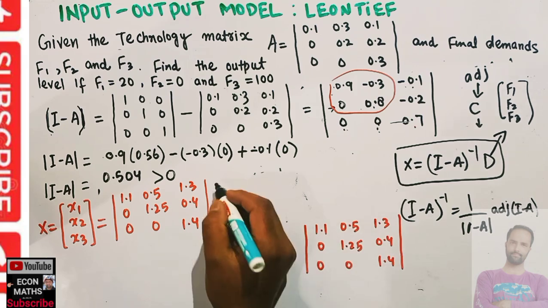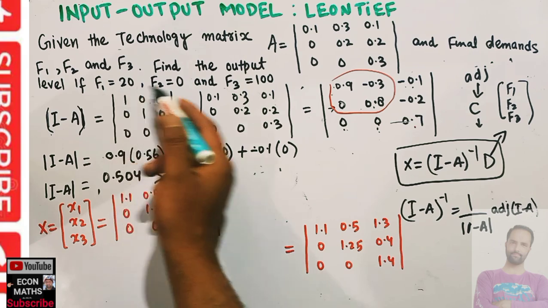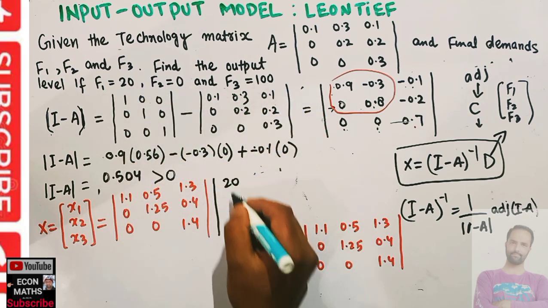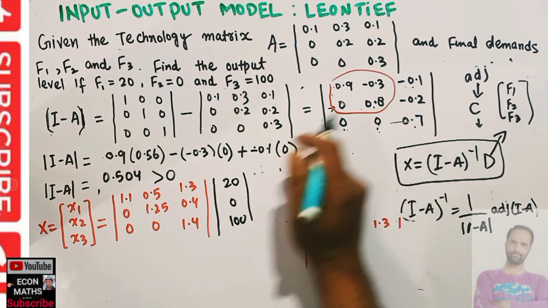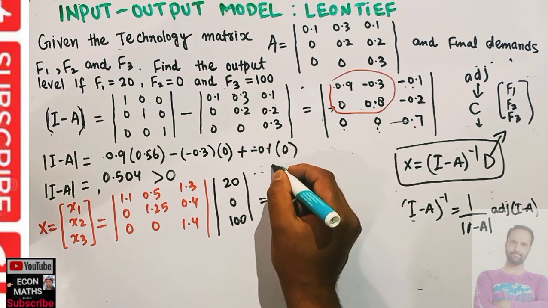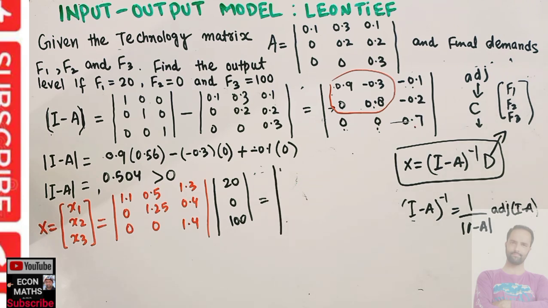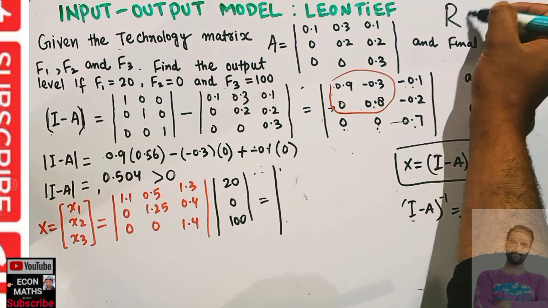Okay, so f1, f2, f3 is being given as 20, 0, 100. So what we need to do now is just solve this matrix. How do we multiply two matrices? The simple formula is that we multiply row into column.